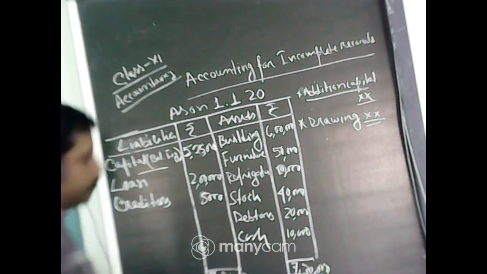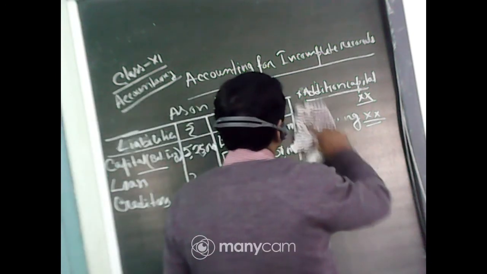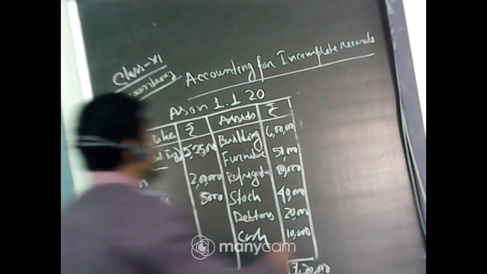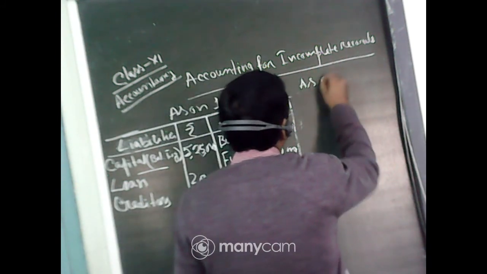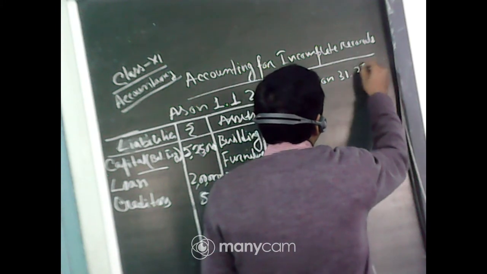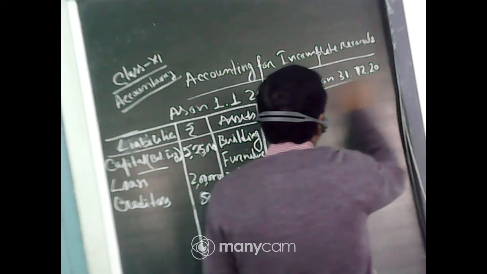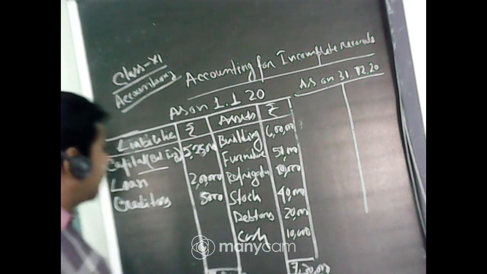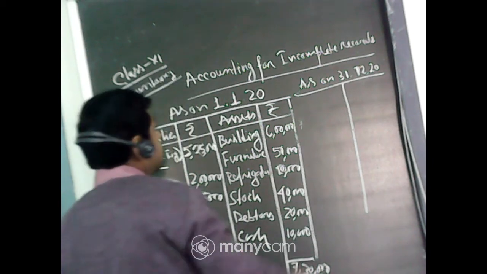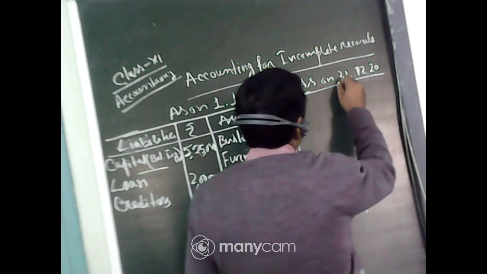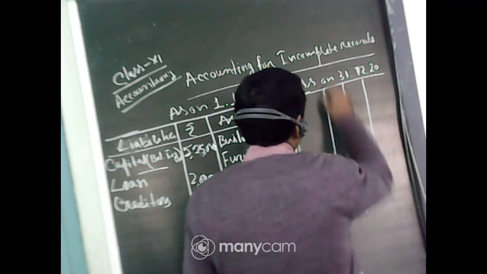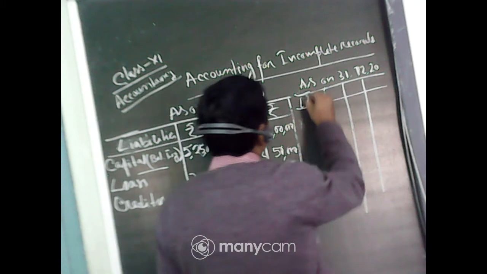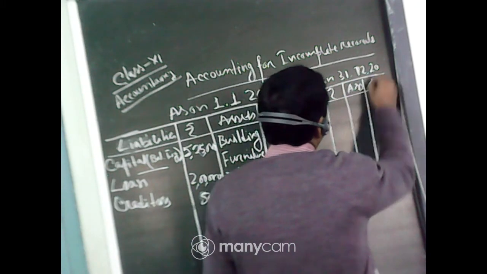Okay, now you see how we'll make the balance sheet of 31st December. So as on 31st December 2020, that is the end of the year, I will again make a balance sheet. I'm doing it here because this figure is needed. So that is the liabilities, rupees, assets, rupees.